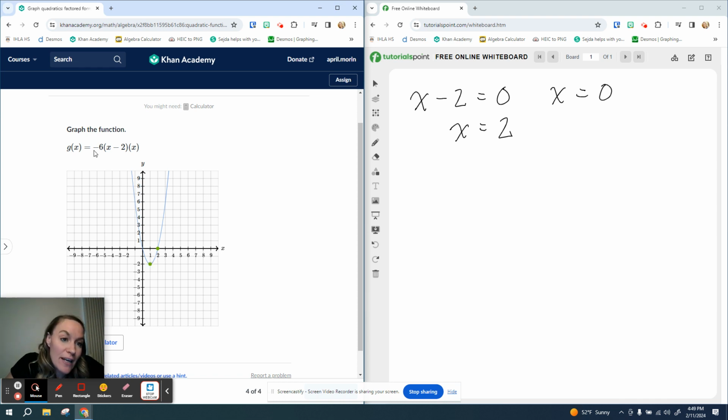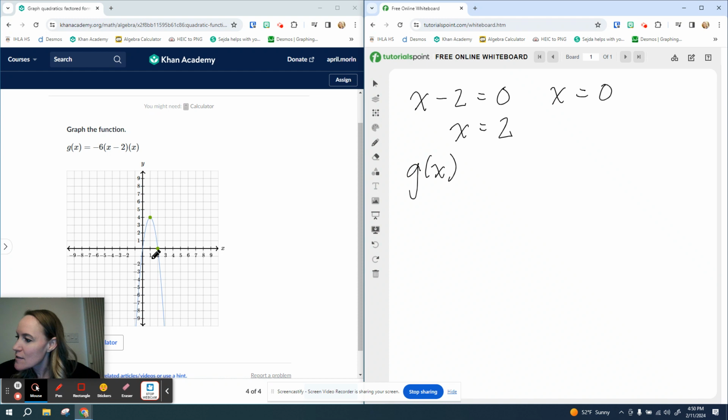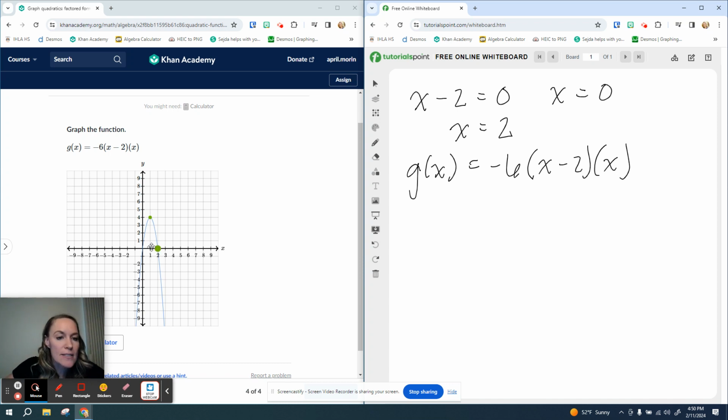But I notice that I have a negative here. So I know my parabola is going to open downward. So I know I'm going to get a positive value when I plug in this 1 into my equation. So I'm going to rewrite the equation. G of x, remember G of x, f of x, we just decided to call this graph G. We decided to call the graph F last time. One time we decided to call it Y. It means the same thing, equals negative 6, x minus 2, and then x. So now we're going to plug in positive 1 for x and see what we get for y.